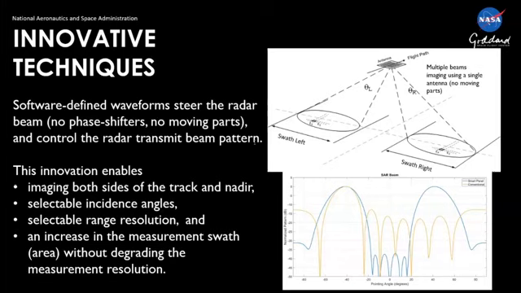So the radar waveforms are software defined, and the radar beam can be steered with no phase shifters and no moving parts. And the transmit beam pattern is also controllable. So it enables imaging both sides of the track, as well as nadir, selectable incidence angles, selectable range resolution, and an increase in the measurement swath area without degrading the measurement resolution.